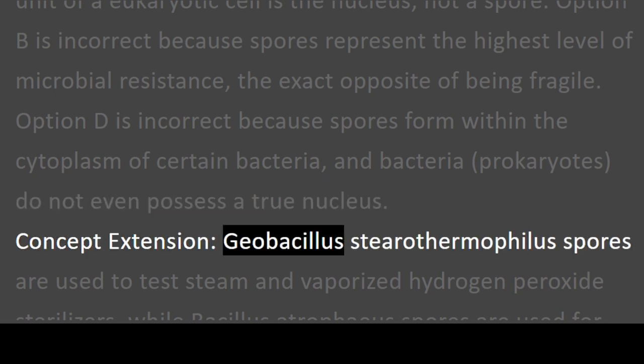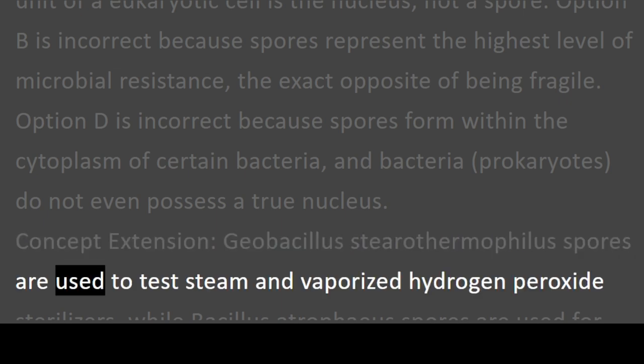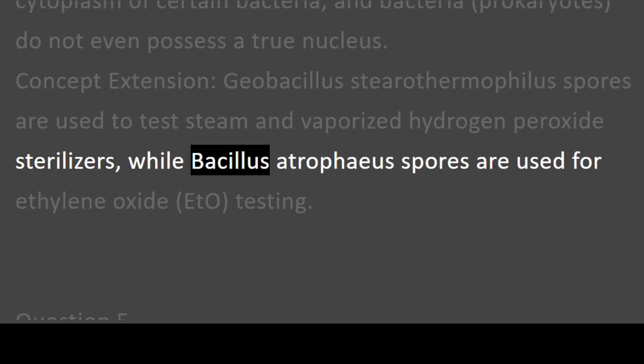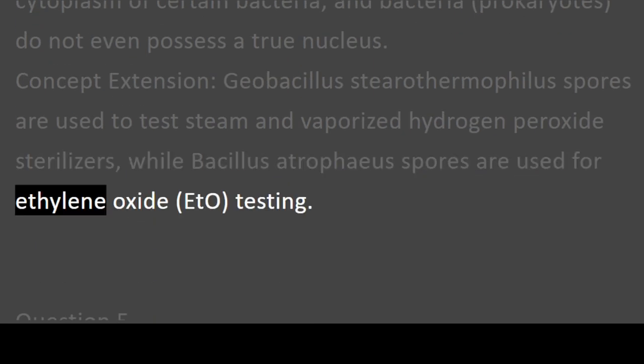Concept extension. Geobacillus stearothermophilus spores are used to test steam and vaporized hydrogen peroxide sterilizers, while Bacillus atrophaeus spores are used for ethylene oxide (ETO) testing.